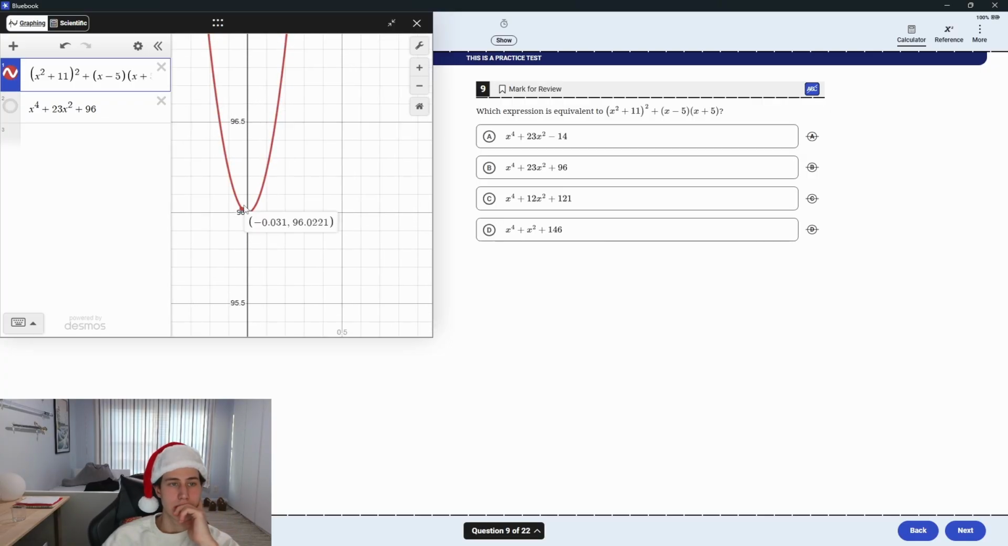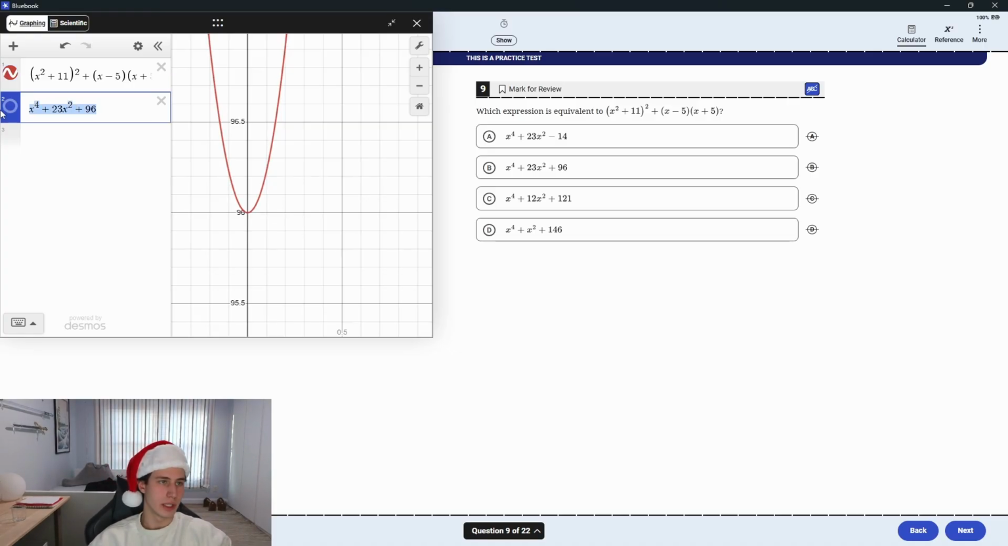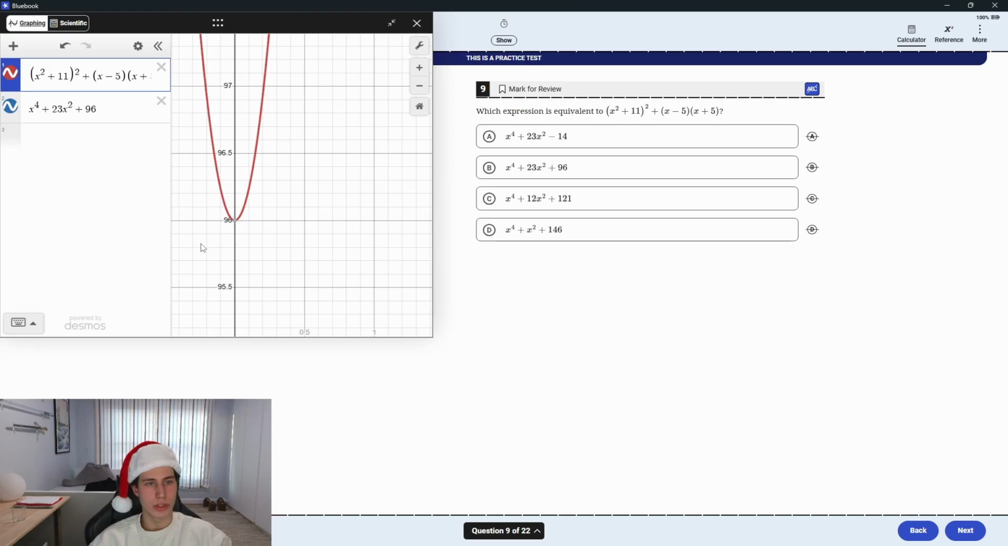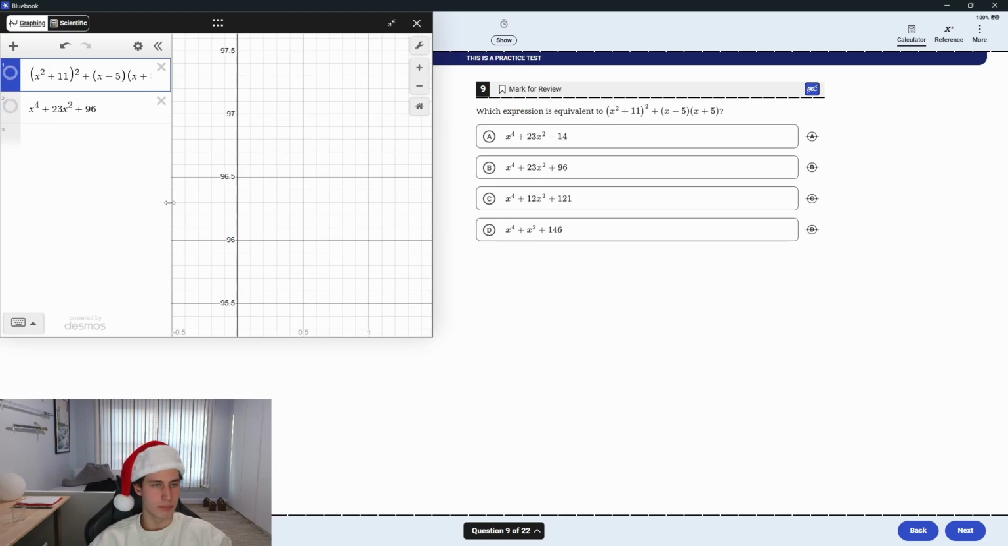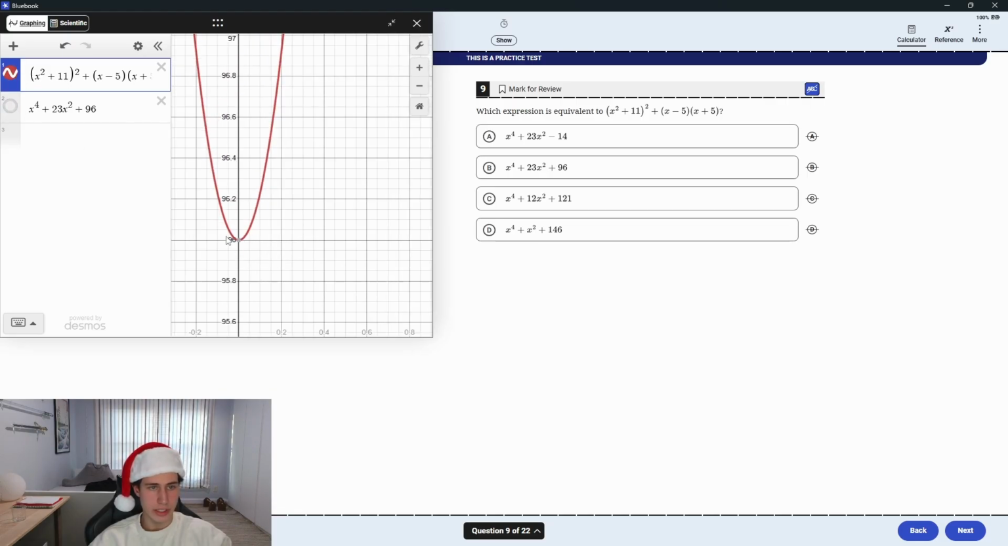Another way of doing this is you can see that this is clearly a quadratic. So if you look here, you can see that the y-intercept is 96, and in any quadratic that's in standard form like this, the final constant number is what's going to be your y-intercept. So if you saw this and thought, oh shoot, 96 is my y-intercept, let me look at which one has 96 as its y-intercept, then you could figure out that B is the correct answer.